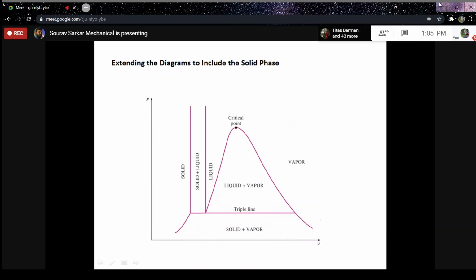Now if you have understood this part of this diagram, then I will go to the next part.